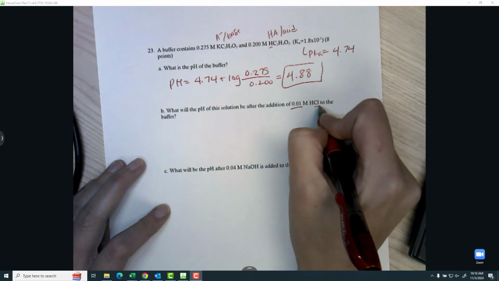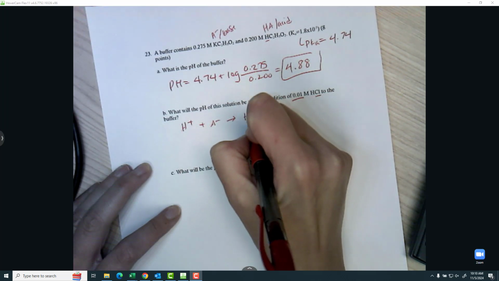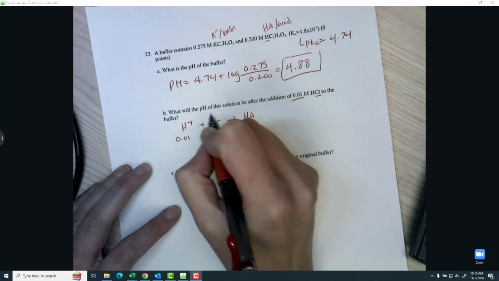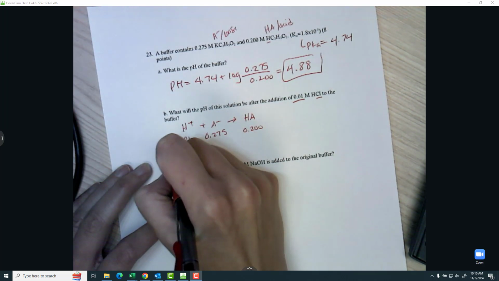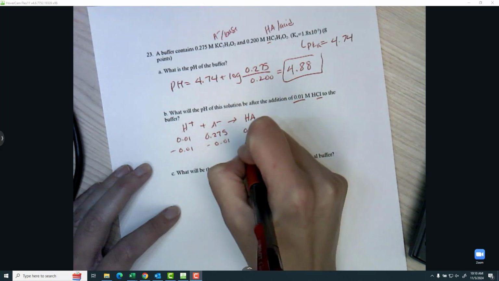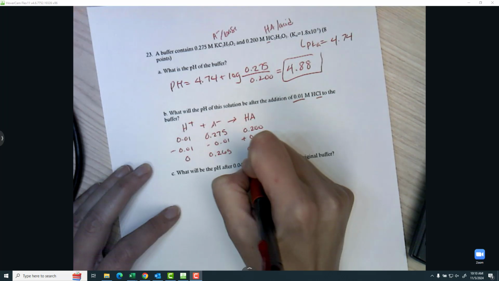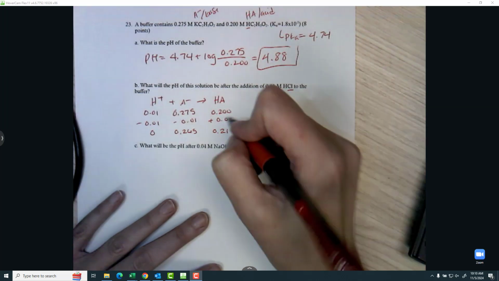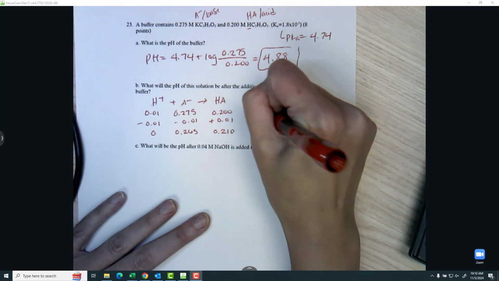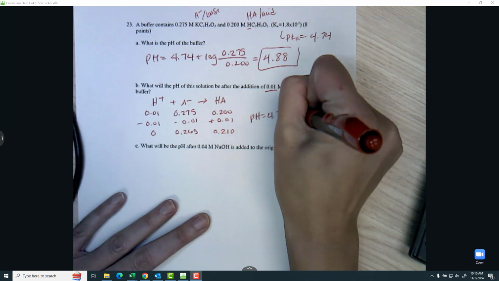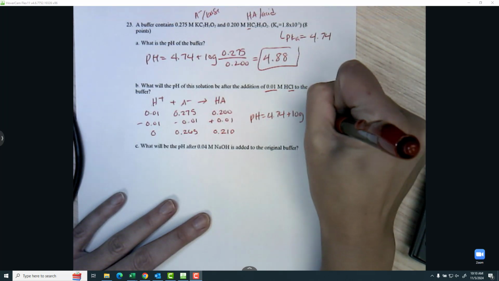When I add HCl, the part that will affect the pH is the H+. It will react with the anion to make whole acid. So I'll plug in all my initials. I will use up all the hydrogen. Remember, change signs when you get to the arrow. So I'm subtracting and then adding that 0.01. And then I'm back to the Henderson-Hasselbalch equation, 4.74 plus log of, now it's 0.265 for the base and 0.210 for the acid.